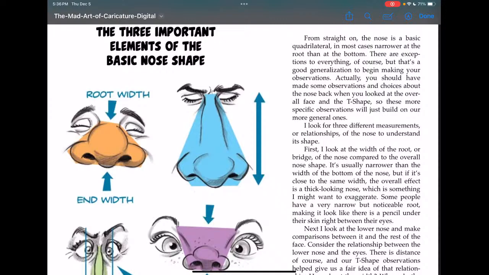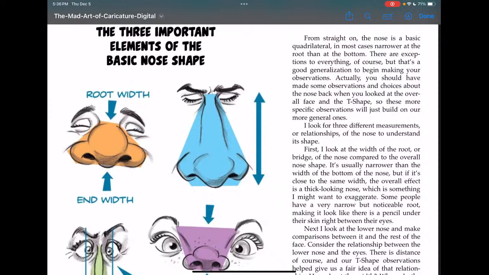First, I look at the width of the root or bridge of the nose compared to the overall nose shape. It's usually narrower than the width of the bottom of the nose. But if it's close to the same width, the overall effect is a thick looking nose, which is something I might want.